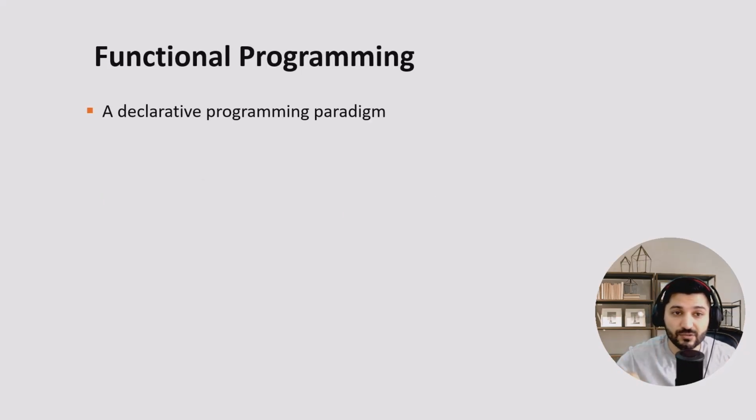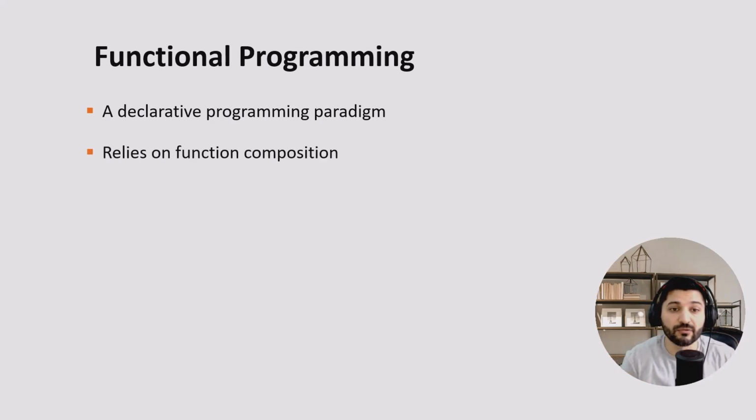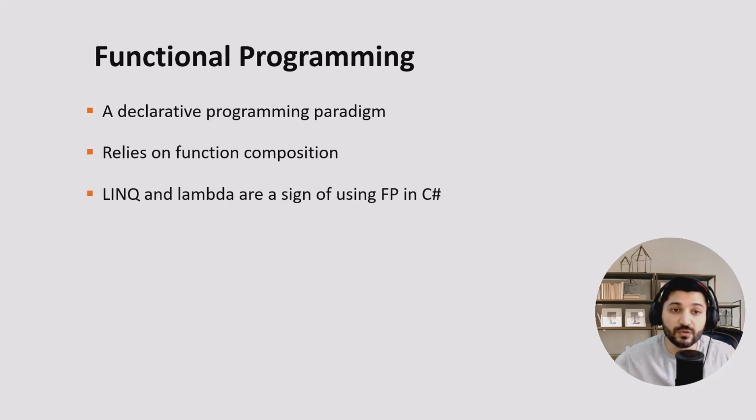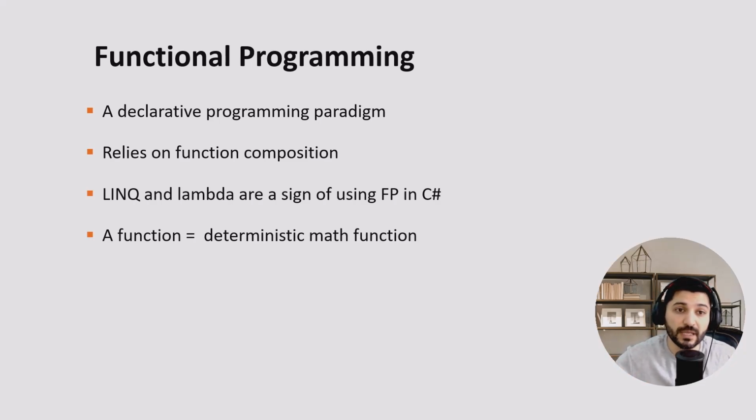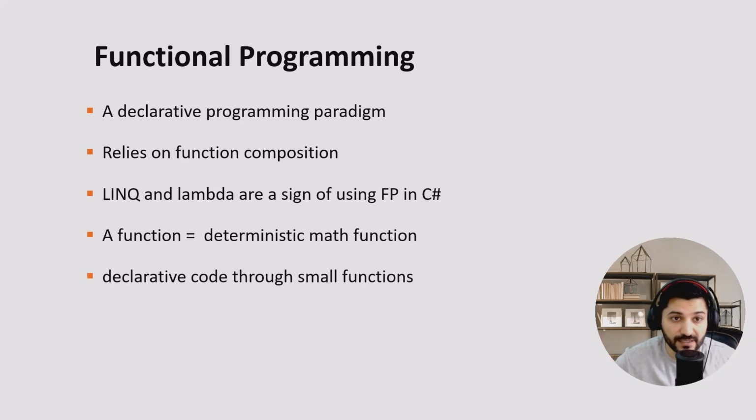Before diving into details, let's try to understand what functional programming is. Functional programming is a declarative programming paradigm. So in .NET, in C#, we are applying different programming paradigms, and one of them is functional programming. For C# we are using object-oriented programming in an imperative manner, but functional programming is a declarative programming paradigm. Functional programming relies on function composition. If you are actively using LINQ and lambdas, it means you are already using functional programming in C#. In functional programming, every function is a first-class citizen, and they are deterministic math functions. And when you apply functional programming, it means you are creating declarative code through small functions.